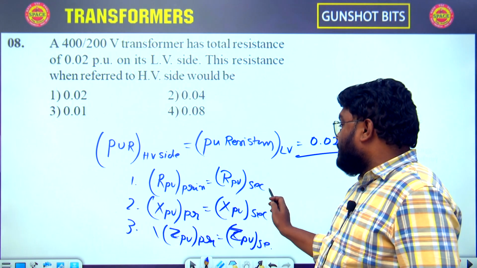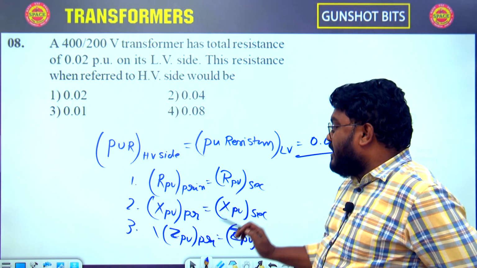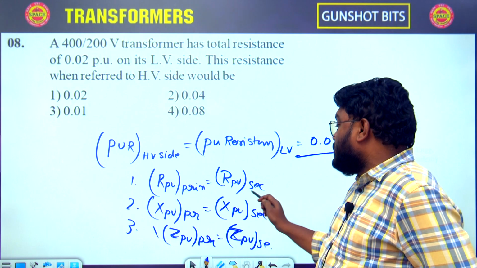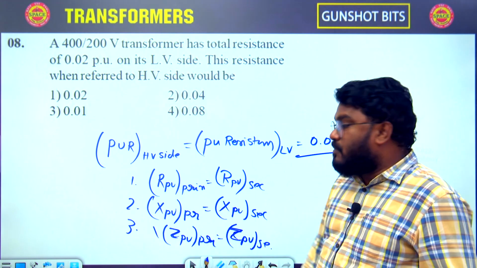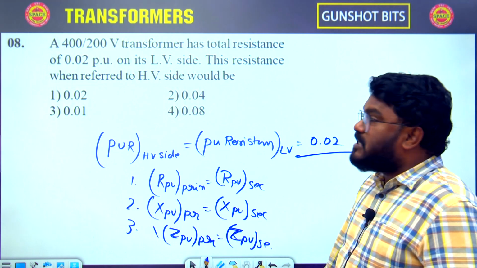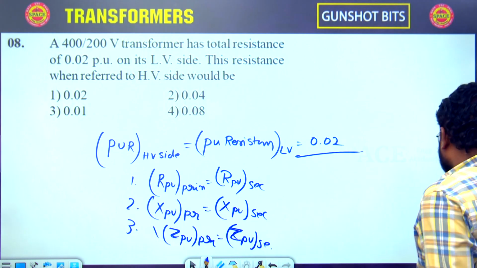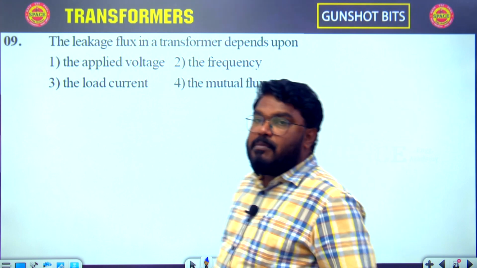Per unit resistance in the primary side is equal to per unit resistance in the secondary side. Reactance in per unit value is equal to reactance in per unit value in the secondary side. Impedance in per unit value is equal to impedance in the secondary side of the transformer. And next, let us solve question number 9.